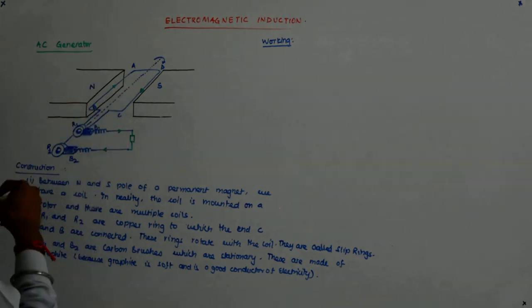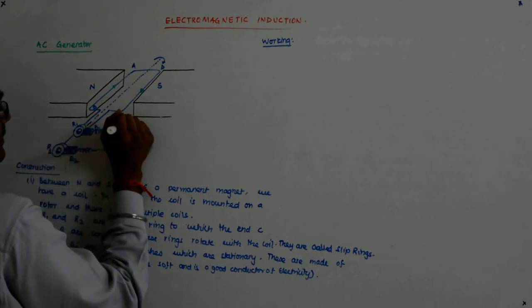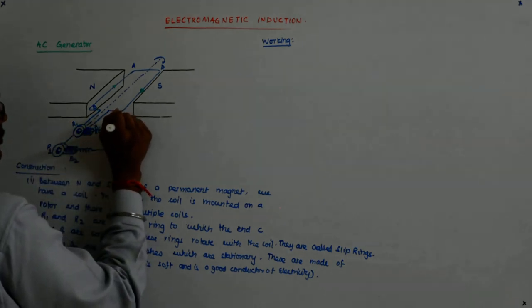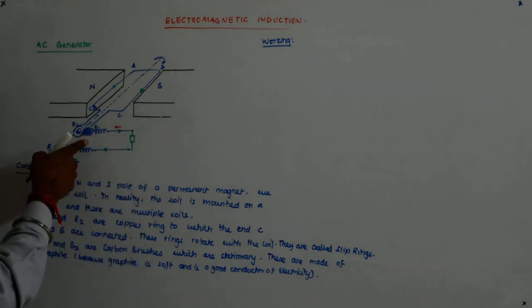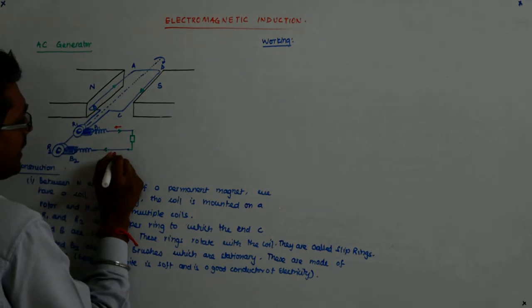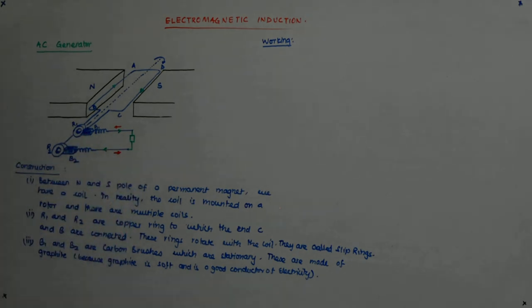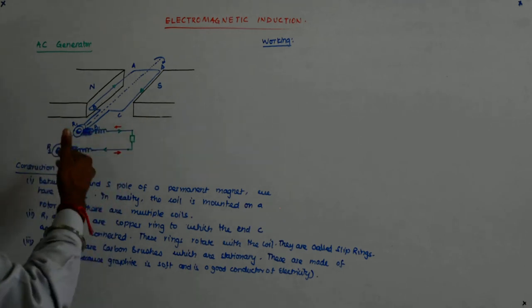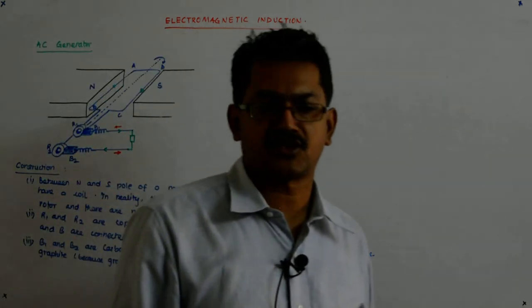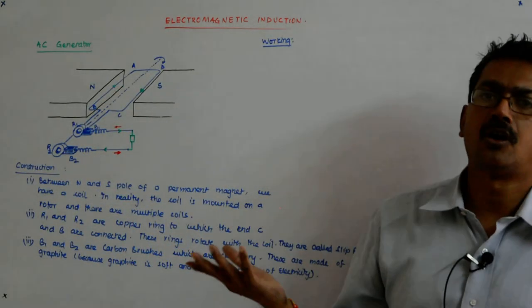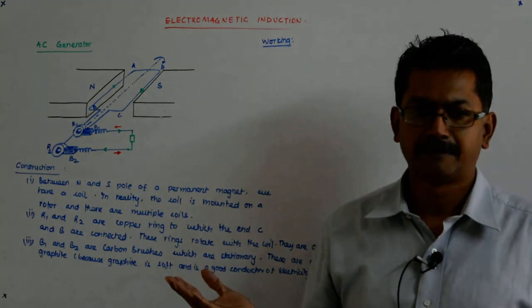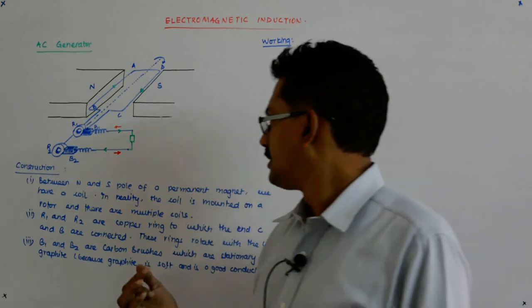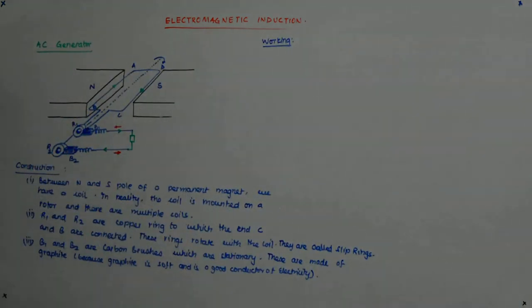So after half a rotation this becomes the direction of current in CD, because this ring is always connected to CD, and this starts giving the current out. Now see what happens. The current in half a cycle was like that, and in the other half it changed direction. And that's why it is called an alternating current. Do we get the point? So that is how it works.